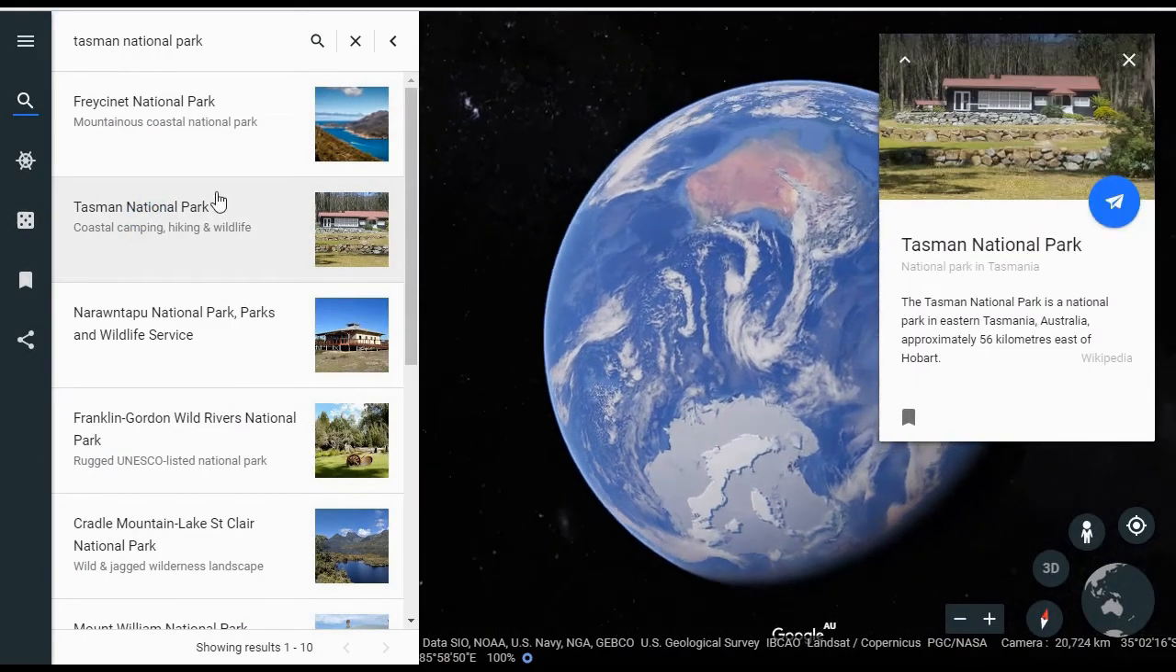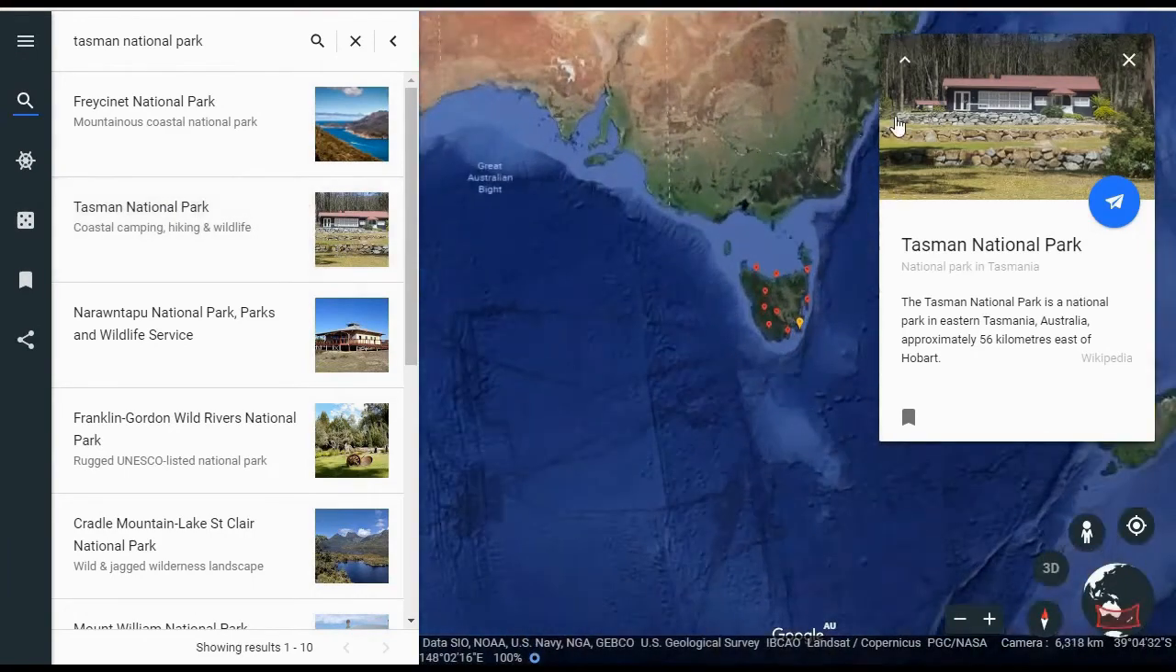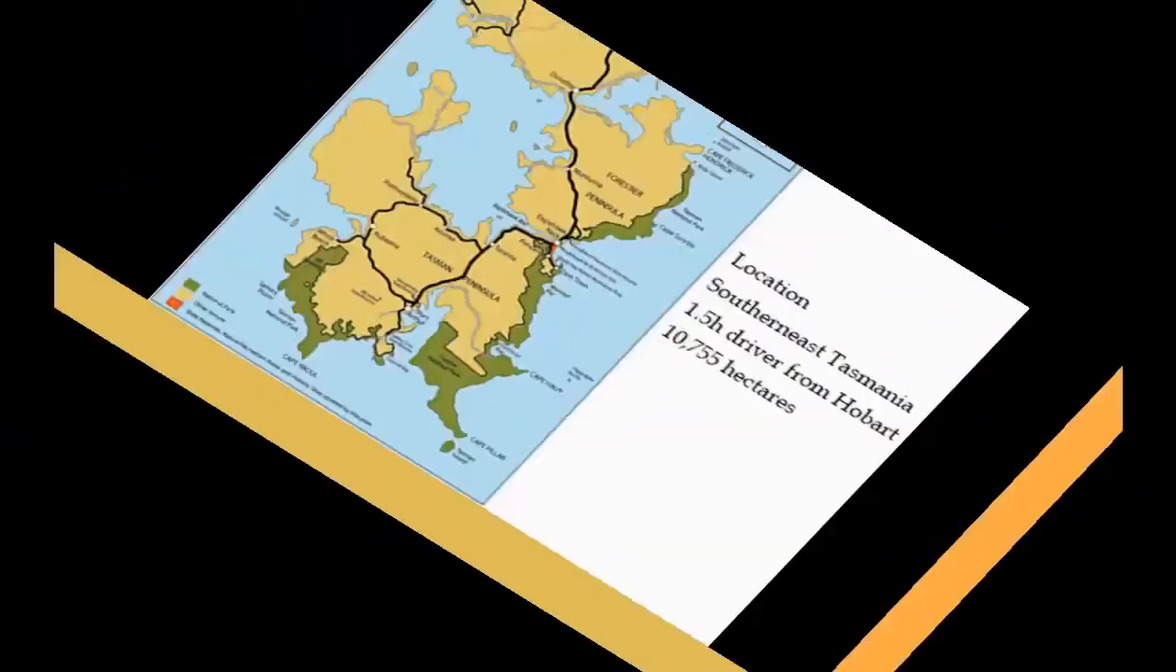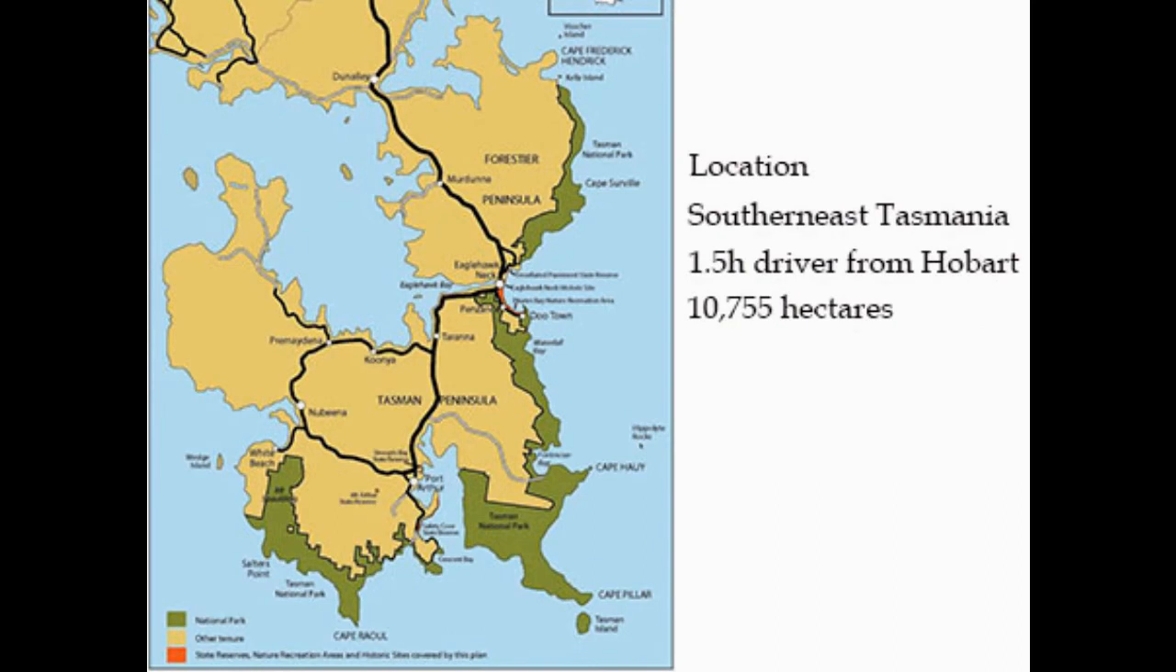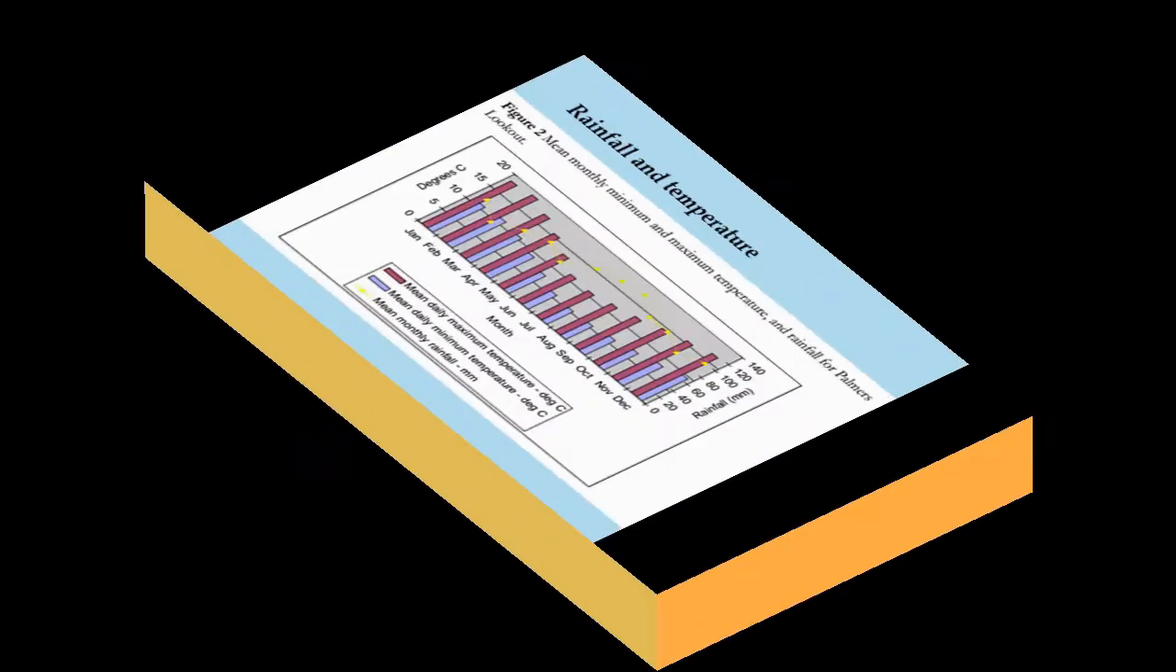The national park is in Tasman and Forestier Peninsula in southeastern Tasmania. It's about a 1.5 hour drive away from Hobart. With an area of 10.7 square kilometers, Tasman National Park is famous for its striking coastal sceneries, including 300 meters high sea cliffs and other splendid features of biodiversity.